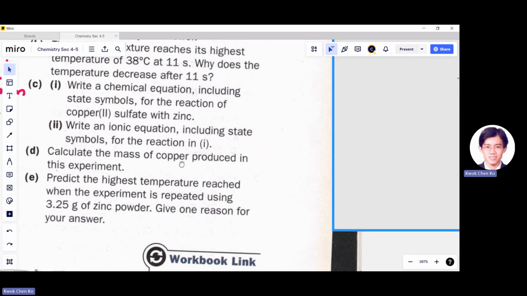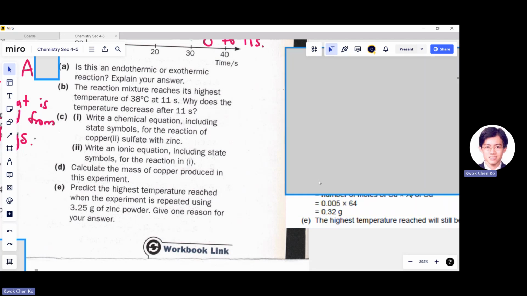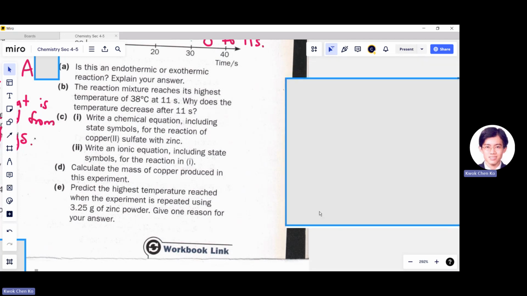Mass of copper produced, I've checked Zayden already. Mingting, what's your answer? Good. 0.32 grams. Don't forget the units. Highest temperature change, I think I've already mentioned. Don't get tricked. Zayden? All right.